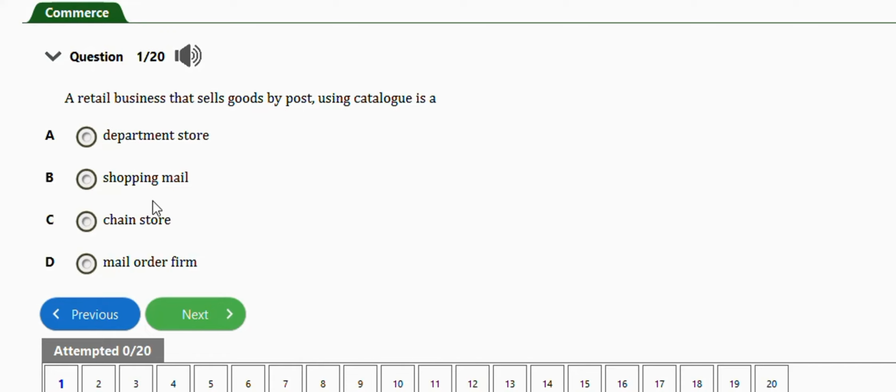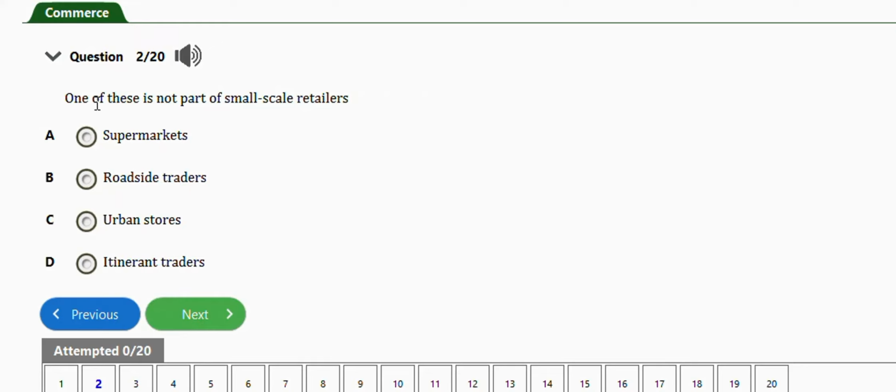Options: real departmental store, shopping mall, chain store, mail order firm. So the right answer to this question is option D, which is mail order firm. Okay, next question. It says one of these is not part of small scale retailers. So the one that is not part of it is supermarket, option A.